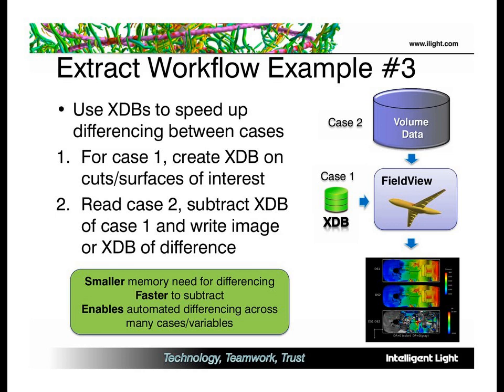So differencing can be very time consuming if you're actually taking 2 full 3D meshes and subtracting one from the other. But here you're simply dividing and conquering. You've extracted the XDBs first, and you use those later for the differencing operation. So it's smaller memory need for differencing, faster for the subtraction, and because of those 2 things, you can do automated differencing across many variables and cases.